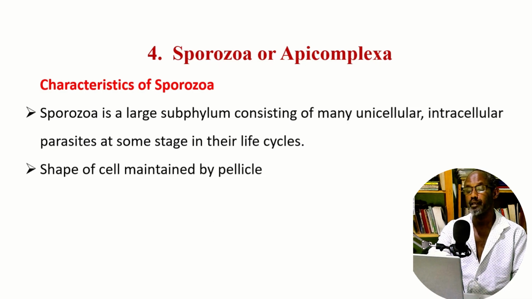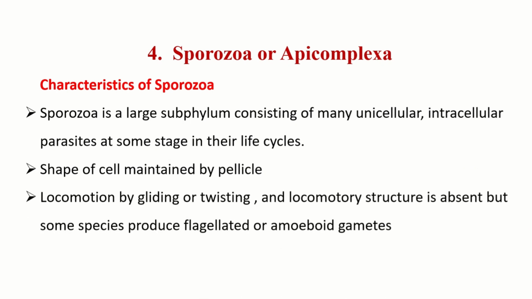Shape of the cell is maintained by a pellicle. They do have external calcified crystals which give them shape. It's not a cell wall. It's not a rigid cell wall. It just provides structural support from the external surface. There are pellicles which give their definitive shape. Locomotion is by gliding or twisting. We can say the adults glide or twist in fluids.